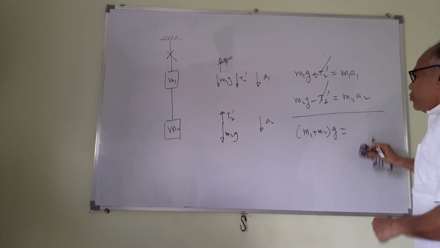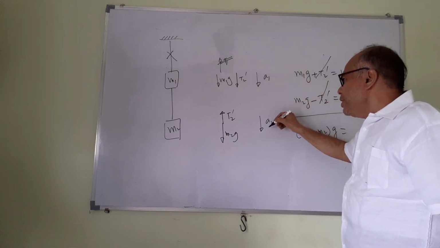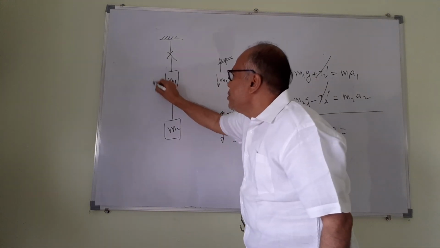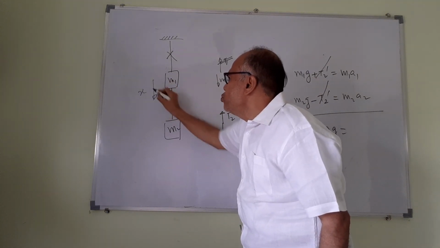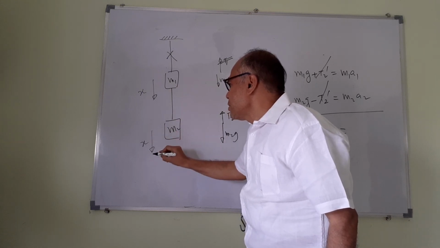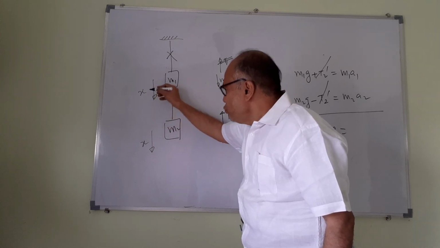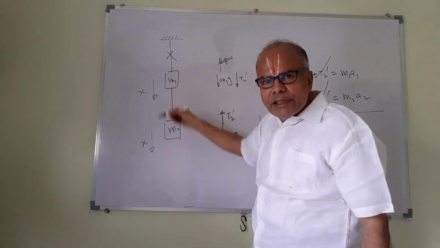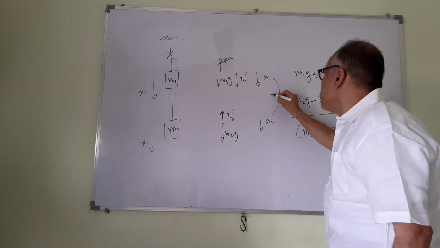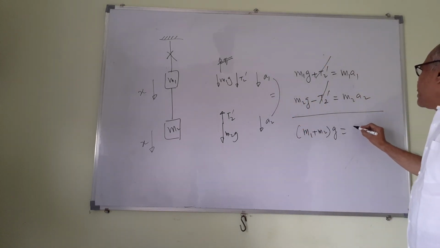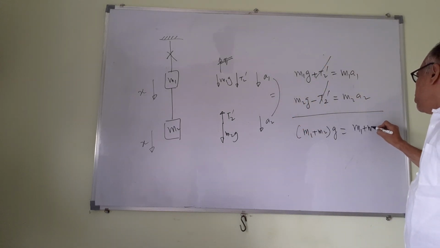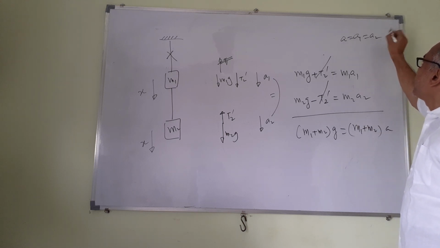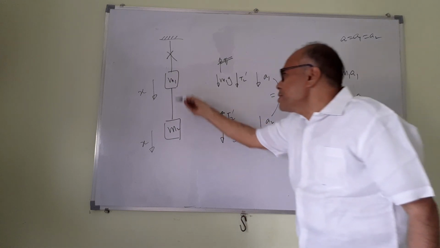Now, although we have said a1 and a2, because the string is inextensible, if this moves by x and this moves by x, this will also move by x. If you differentiate this, the velocity will be the same. If you further differentiate it, the acceleration will be the same. So a1 and a2 are equal. So I can write m1 plus m2 into a, where a is nothing but a1 or a2. This is because the string is inextensible.